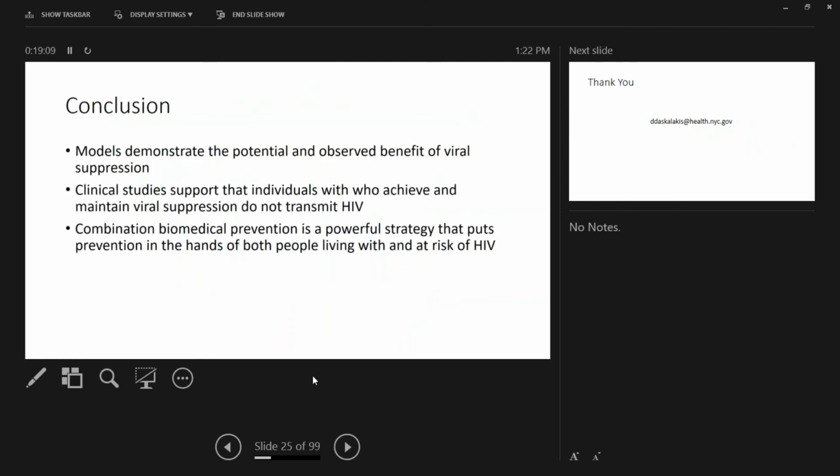So in conclusion, mathematical models and jurisdictional models demonstrate that viral suppression prevents HIV transmission. Clinical studies support that individuals who achieve and maintain viral suppression do not transmit HIV, and the combination of biomedical prevention, both for people living with and at risk for HIV, results in what could be the near elimination of HIV transmission. Next slide.